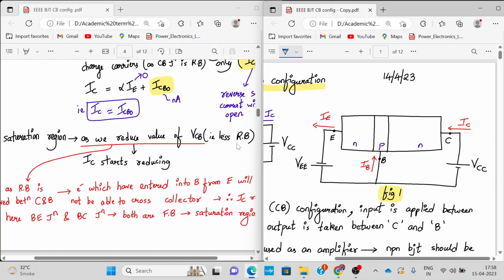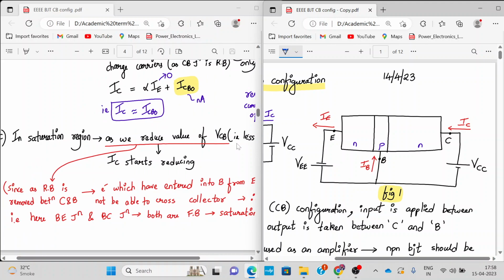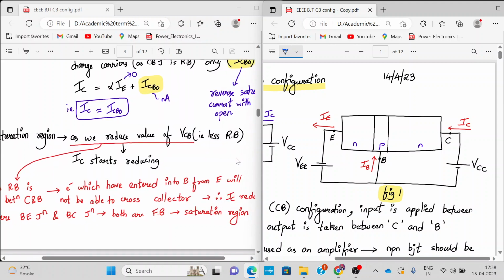So as the reverse bias between the base and the collector is gradually removed, the electrons which have entered into the base from the emitter will not be able to cross the collector now. So therefore, it will keep on reducing. The number of electrons which are reaching the collector will keep on reducing with the reduction in the VCB voltage.